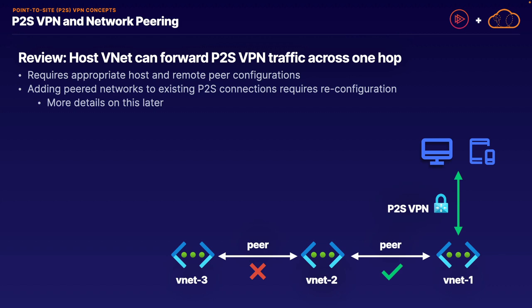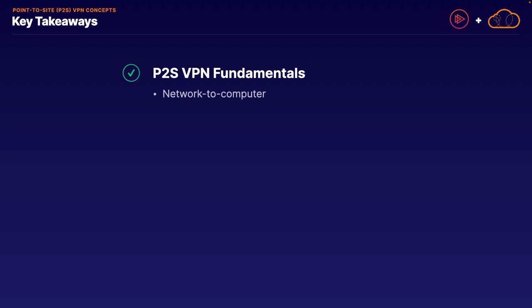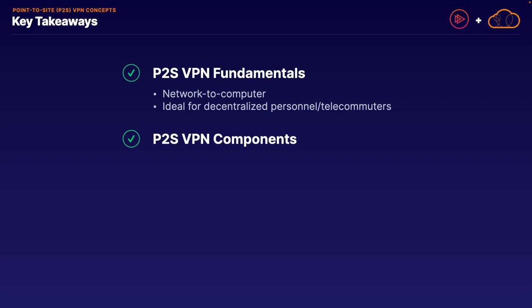With that, that's going to conclude this initial conceptual overview of working with point-to-site VPN on Azure. Let's go ahead and review our key takeaways before moving on. We started off with the fundamentals of what exactly is a point-to-site connection, which is a network-to-end computer connection, which is ideal for decentralized personnel or telecommuters working from home. We then covered the core point-to-site VPN components, which include our same gateway subnet and VPN gateway as site-to-site VPN. And once again, the basic SKU is more restricted in regards to the tunnel types available, specifically SSTP only.